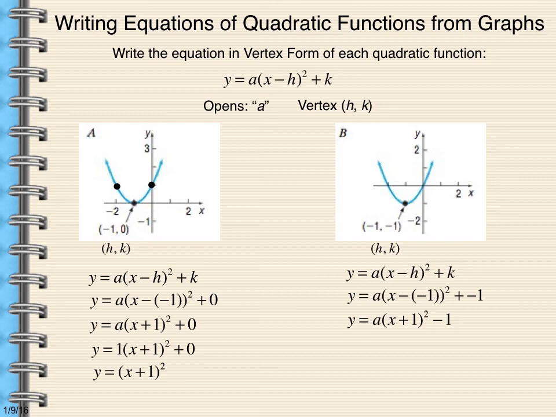To determine if it's 1, did I go over 1 and up 1 to get to my next two lattice points? I did. So my A equals 1. And again, I can rewrite this as y equals (x plus 1) quantity squared minus 1. So that's how we write the vertex form of the parabola.